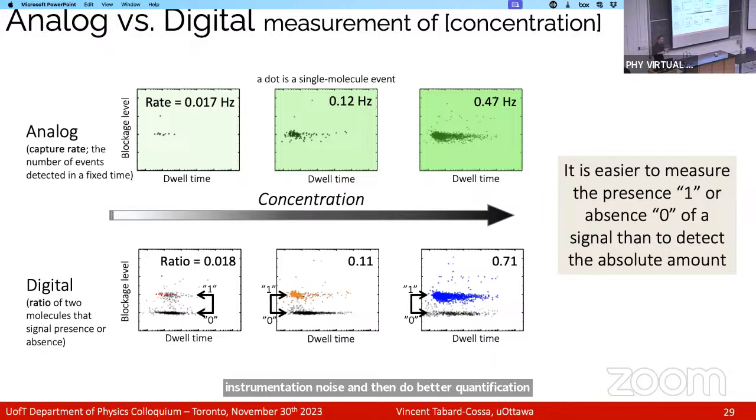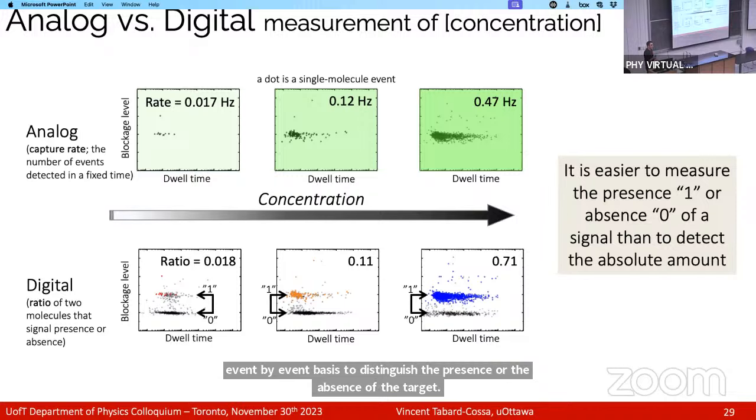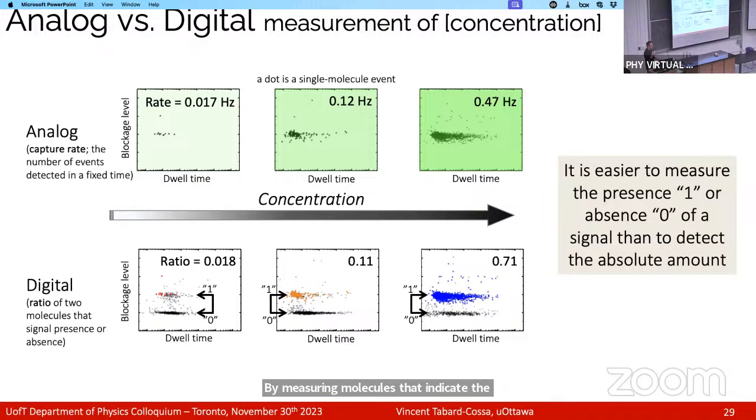If you're able, on an event by event basis, to distinguish the presence or absence of the target by measuring molecules that indicate the target as they translocate through the pore, then you can do a true digital measurement and quantification based on that. And then you don't care about the noise of your system. Essentially, it's easier to count molecules than it is to integrate a signal, right?